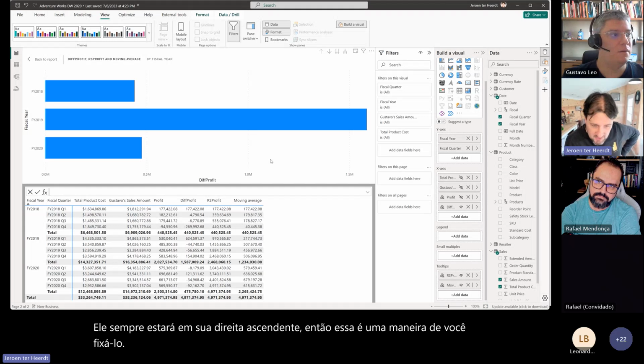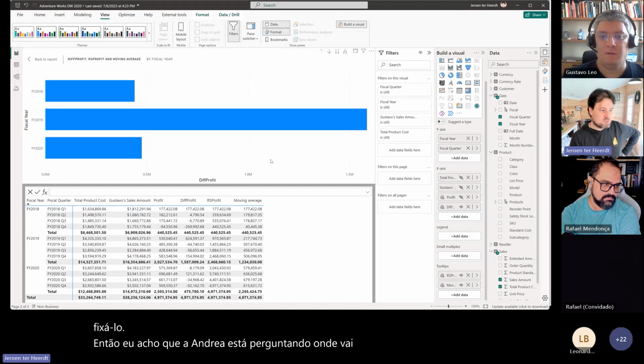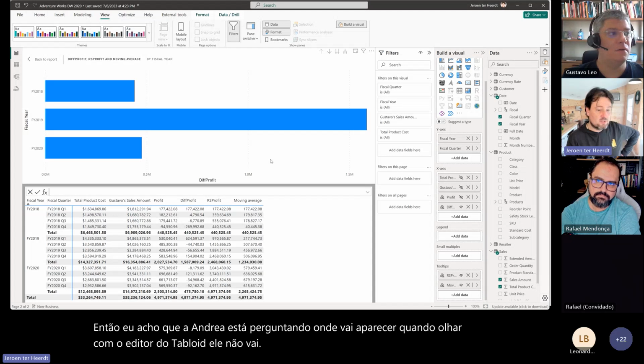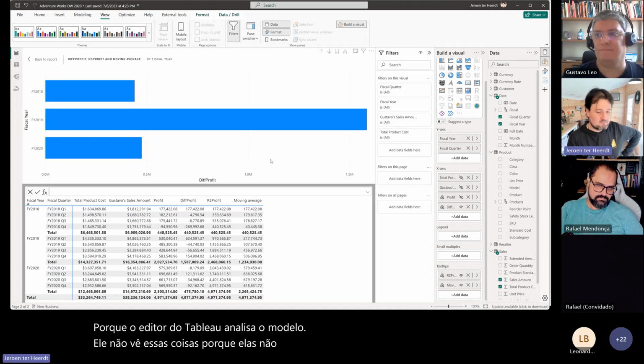So I think Andre is asking, where will it appear when looking with Tabular Editor? It won't, because Tabular Editor looks at the model. It doesn't see these things because these are not in the model. So it will just not show.